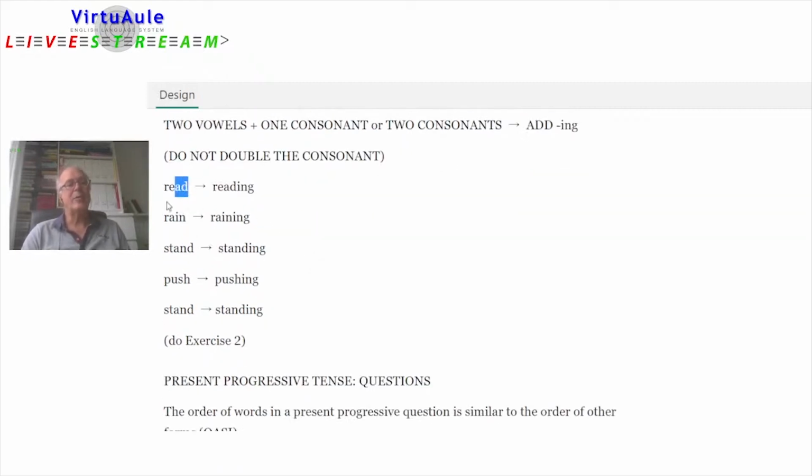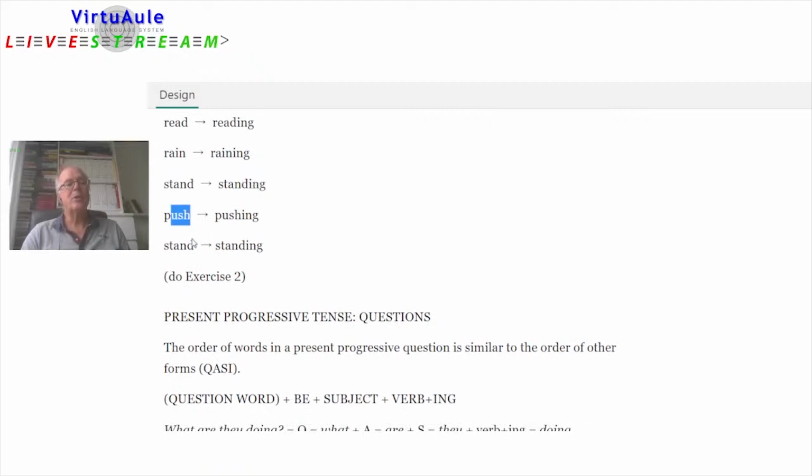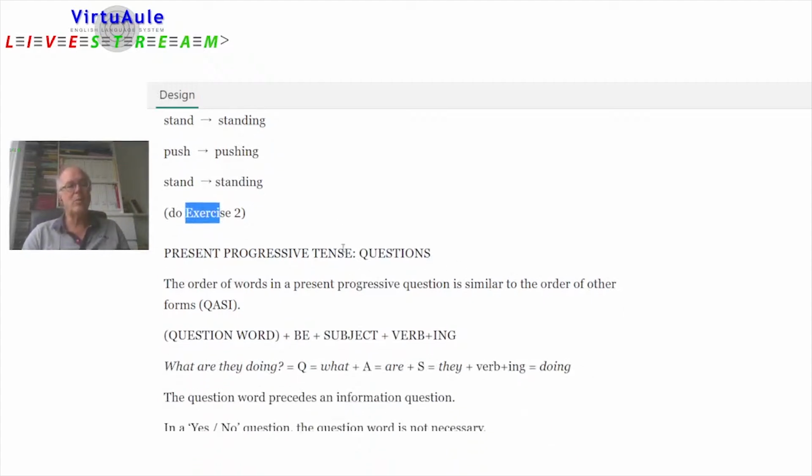Read, which has two vowels, the E and the A, and then the consonant, we do not double. Reading. Rain, raining. No double consonant. Stand, which finishes with two consonants. Standing. We do not double. Push, two consonants. Pushing. Stand, two consonants. Standing. Okay, if you have access, you can do exercise 2 in the Moodle site.